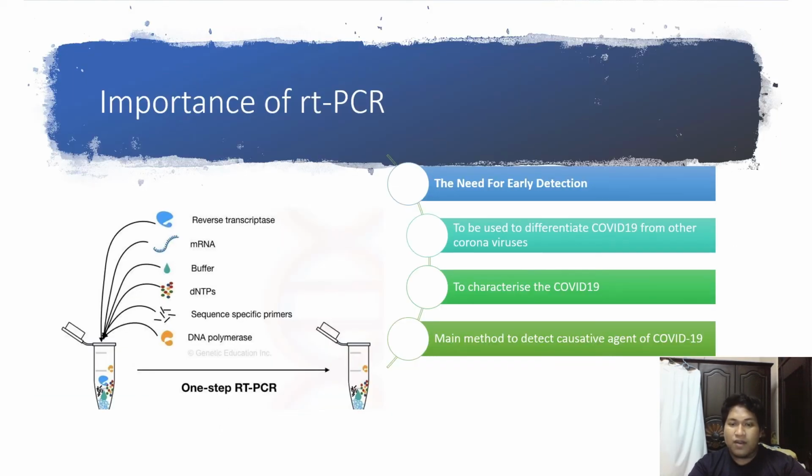So RT-PCR is very important for the need of early detection to differentiate COVID-19 from other coronaviruses. It can also be used to characterize COVID-19 and is the main method for detecting the causative agent of COVID-19. This can be done because of the six components in RT-PCR, which are reverse transcriptase, mRNA, buffer, the NTPs, sequence-specific primers, and also DNA polymerase, which has been discussed by Azim.